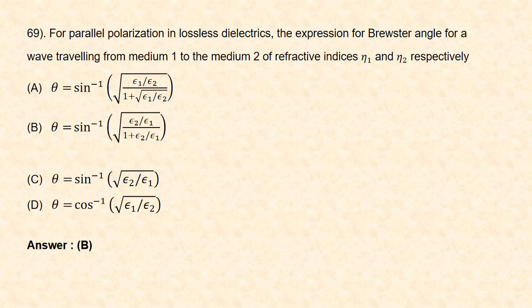Next, for parallel polarization in lossless dielectrics, the expression for Brewster angle for a wave traveling from medium 1 to medium 2 of refractive indices eta 1 and eta 2 respectively is as follows. In terms of permittivity, the Brewster angle is given by theta is equal to sine inverse of root of epsilon 2 by epsilon 1 divided by 1 plus epsilon 2 by epsilon 1. So, option B is the correct answer.